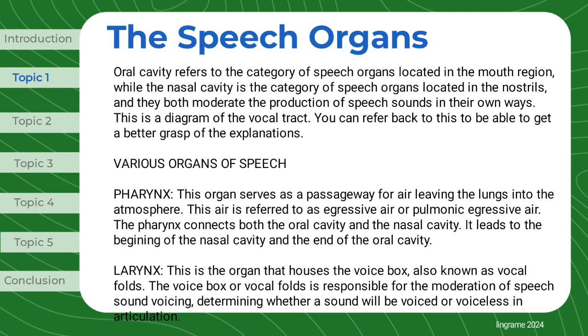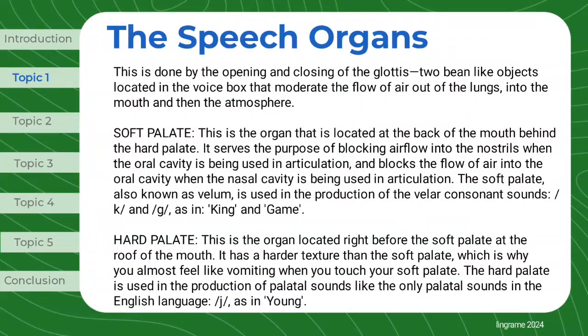Larynx. This is the organ that houses the voice box, also known as vocal folds. The voice box or vocal folds is responsible for the moderation of speech sound voicing, determining whether a sound will be voiced or voiceless in articulation. This is done by the opening and closing of the glottis, two bean-like objects located in the voice box that moderate the flow of air out of the lungs, into the mouth and then the atmosphere.